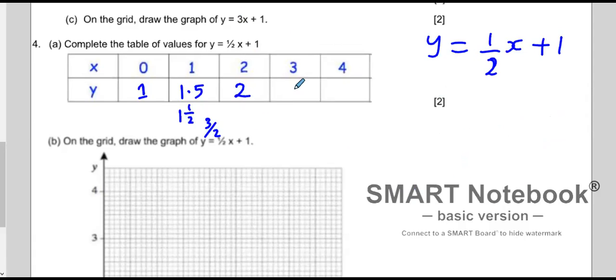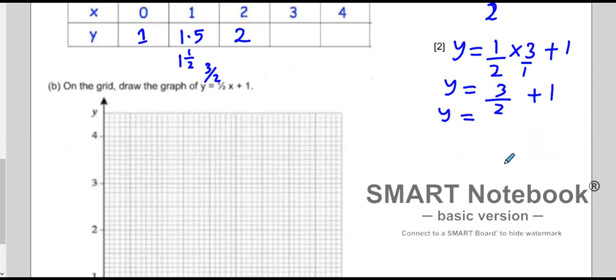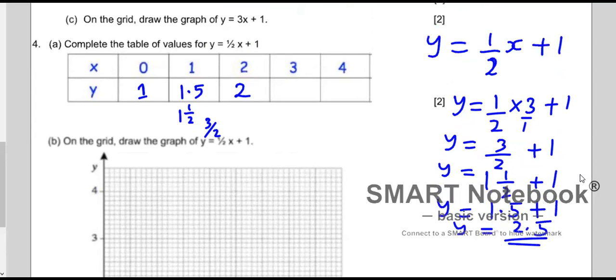This will be y equals 1 over 2 times x, but in this case x is 3, plus 1. Y will be equal to half times 3. This is the same as 3 over 2 plus 1. This is the same as 1.5 plus 1, which is the same as 2.5. So here you write 2.5.